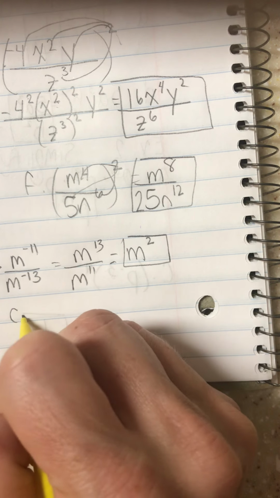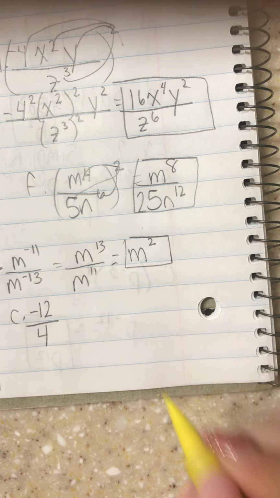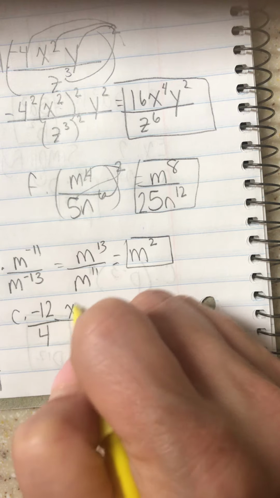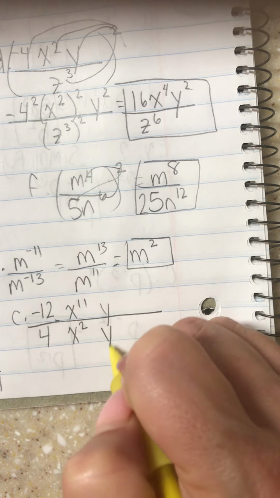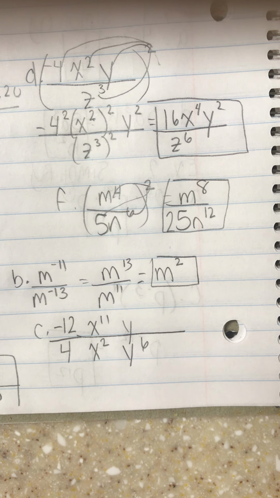Okay, here we go. Last one. Let's do negative 12 over 4. And this is going to be an x to the 11th and an x squared. And then a y and a y to the 6th. Okay. Try that.